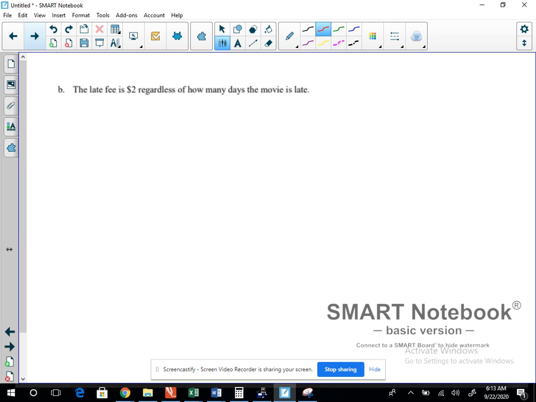Okay, so the late fee is $2 regardless of how many days the movie is late. So the independent variable is the number of days. So how many days you forget to bring this movie back. In the old days, when people rented movies, I guess some still do on Redbox, maybe. Dependent variable is the price you got to pay.